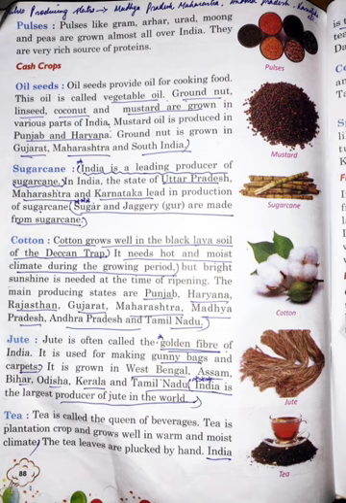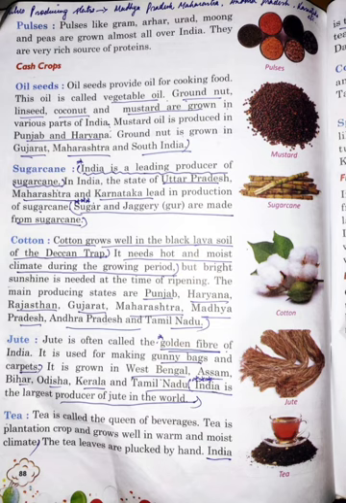And jute. Jute is often called the golden fiber of India. It is used for making gunny bags and carpets. It is mostly grown in the states of West Bengal, Assam, Bihar, Odisha, Kerala, and Tamil Nadu. India is the largest producer of jute in the world.